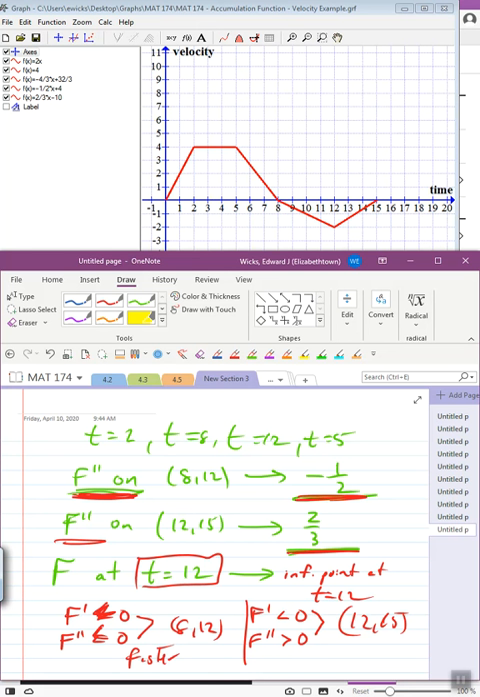On the right over here, we're saying f prime is negative, which means velocity is negative. We're saying f double prime is positive, that's acceleration. If those two are different, it means you're doing what you're doing more slowly.